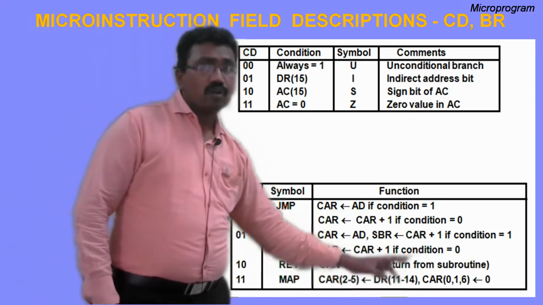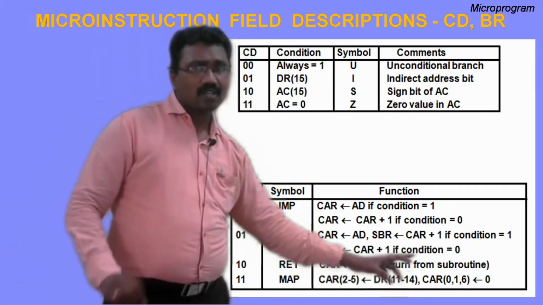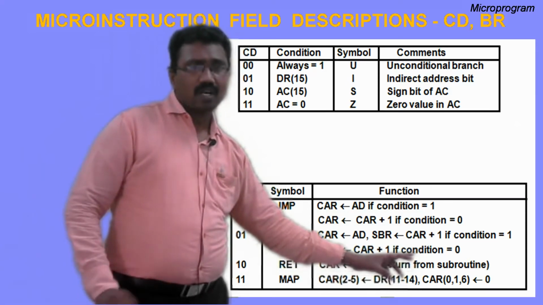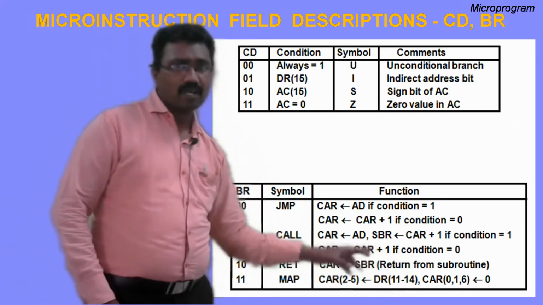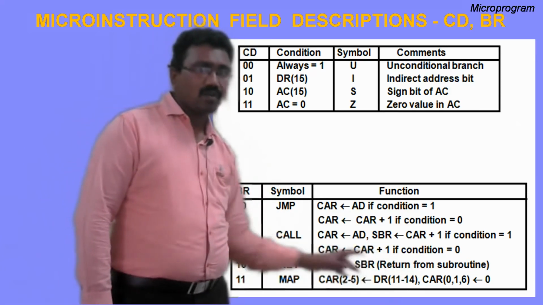If condition is equal to 0, it is nothing but the call has failed. The function is not called. Call failed means control goes in the sequence, which is nothing but CR plus 1 to CAR.